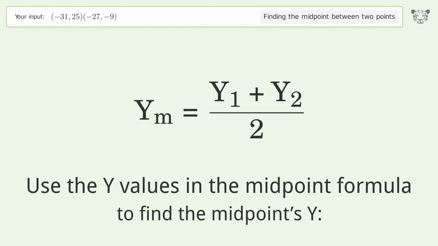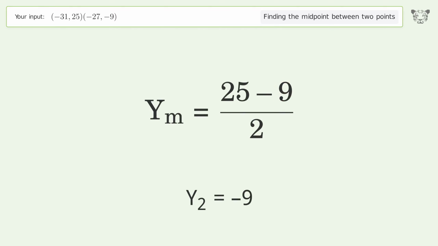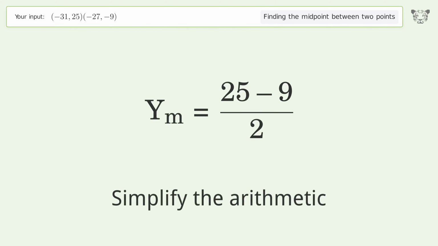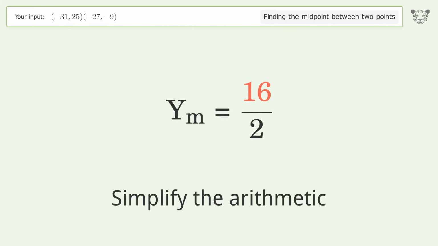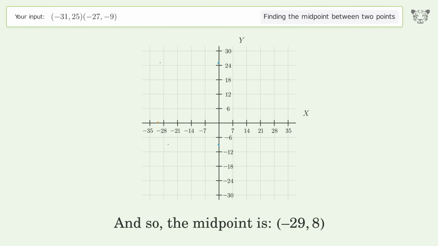Use the y values in the midpoint formula to find the midpoint's y. y1 equals 25. y2 equals negative 9. Simplify the arithmetic. And so, the midpoint is negative 29, 8.